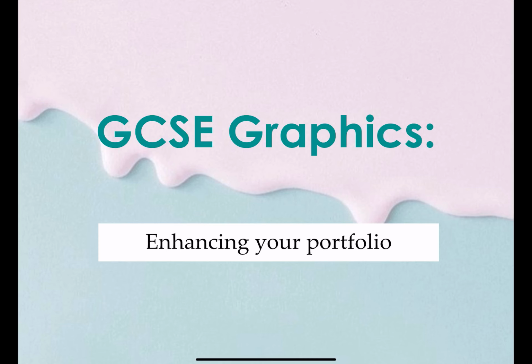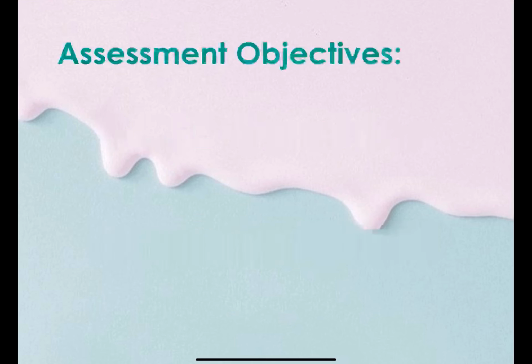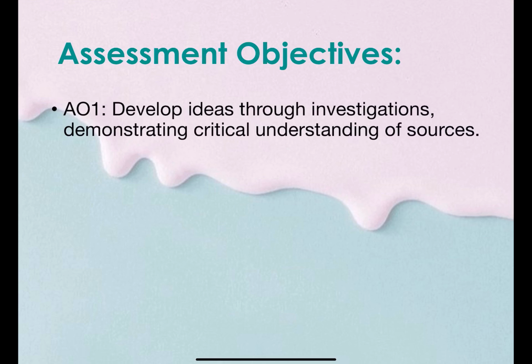So I'm just going to talk about the assessment objectives to make sure that everyone's really clear on what we're being assessed in. Each of these is worth 25 marks. And some of the language used in these is not always that clear, so I'm just going to go through it. So AO1 is all about developing ideas.